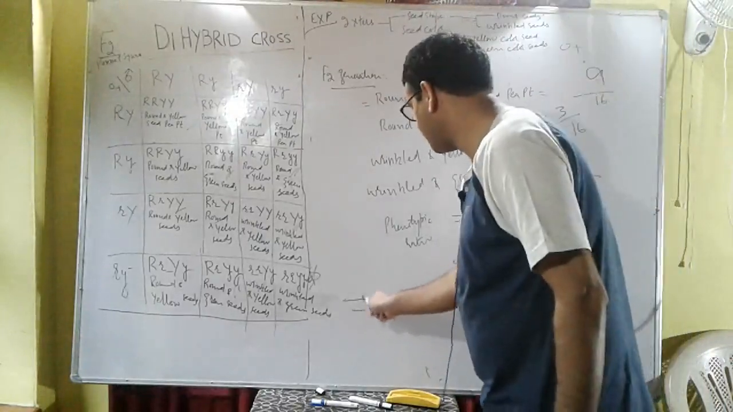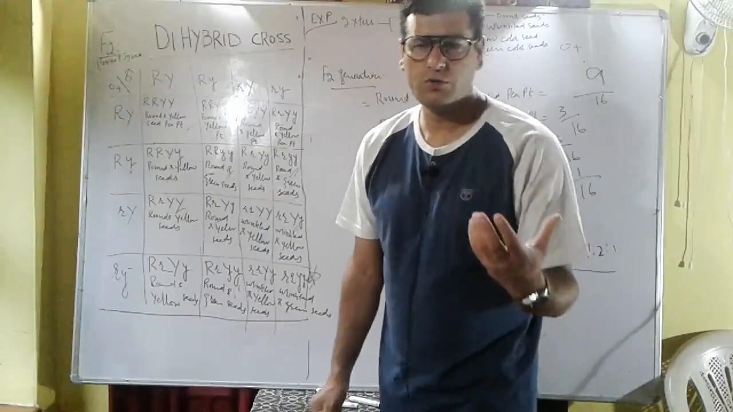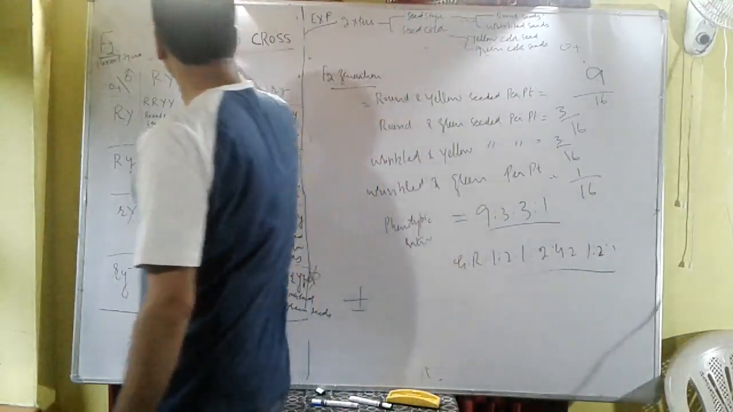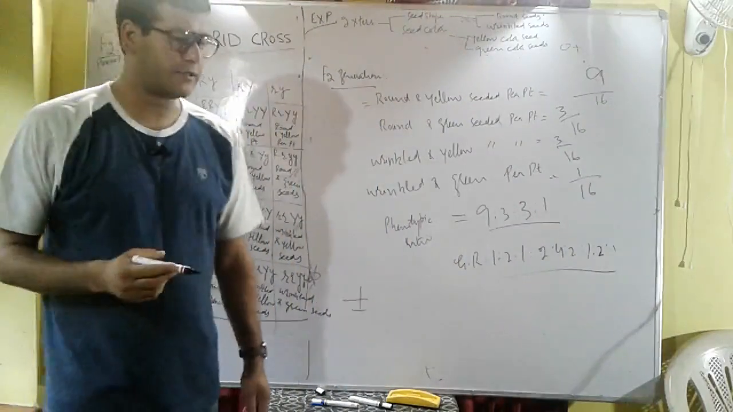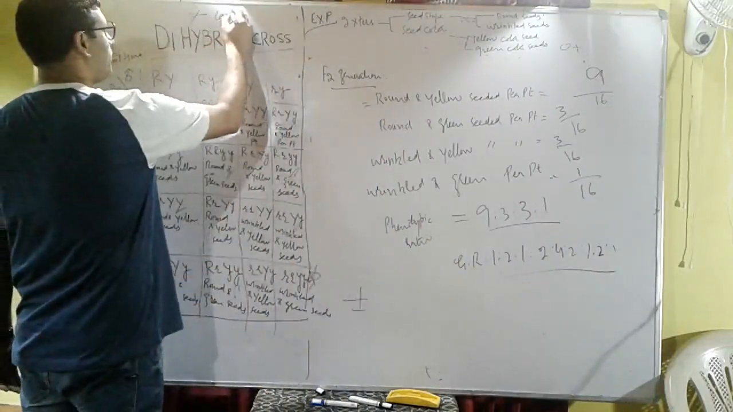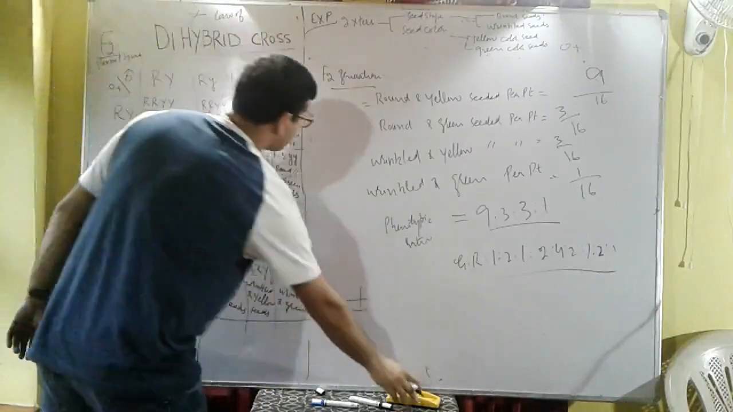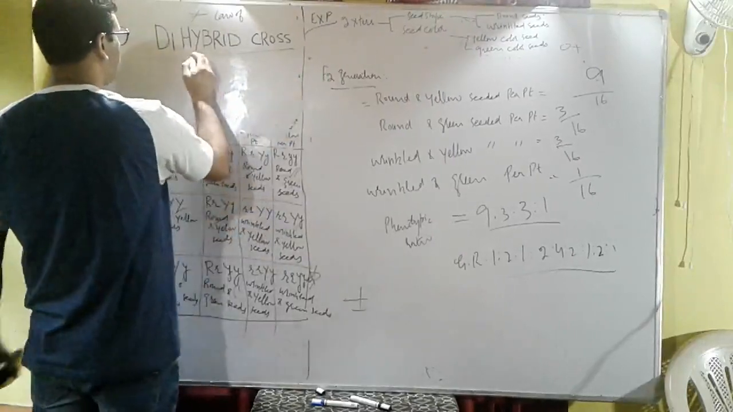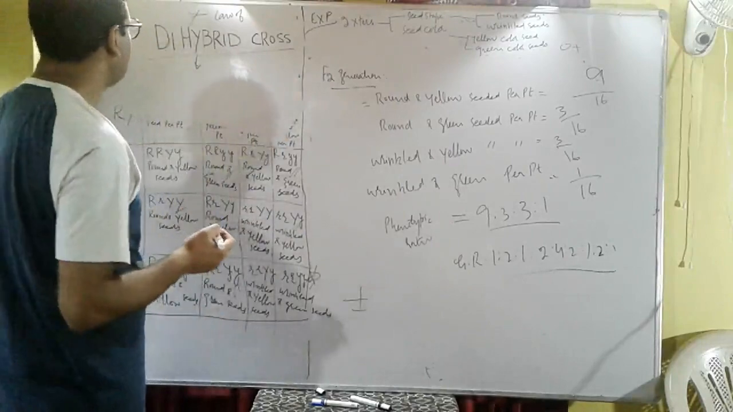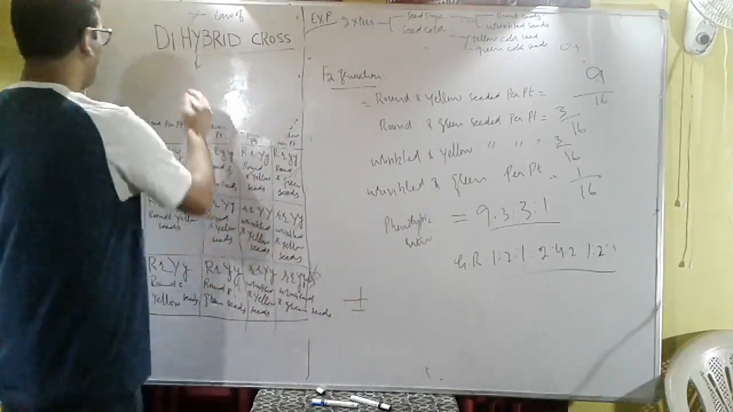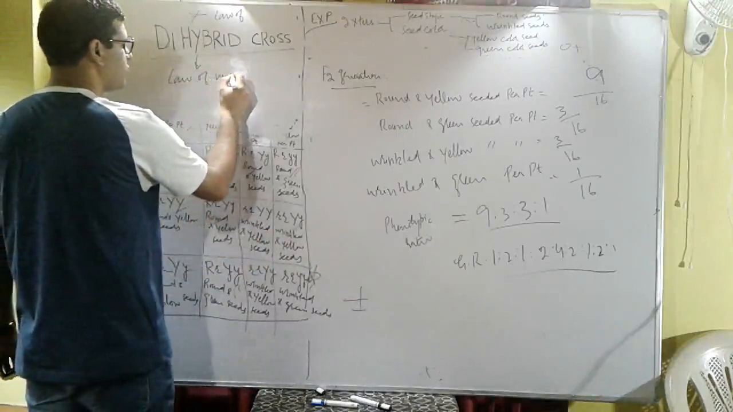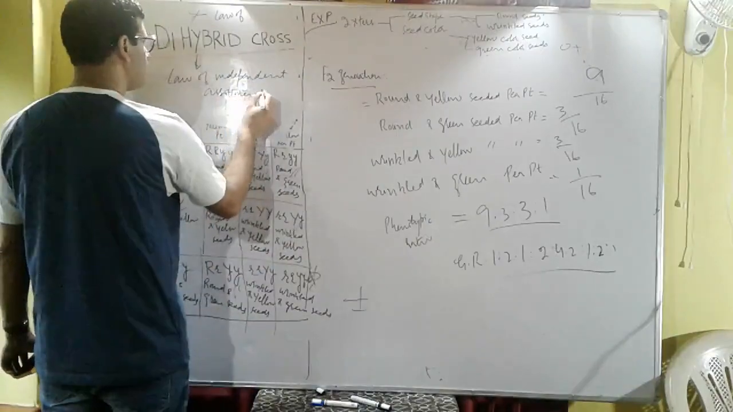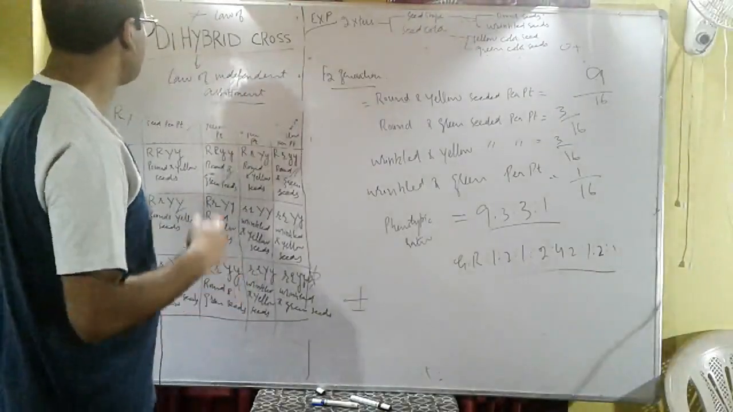So this dihybrid cross was used by Mendel to deduce the law of independent assortment. That means from this dihybrid cross, Mendel deduced the law of independent assortment. That we'll discuss later on. What do you mean by law of independent assortment?